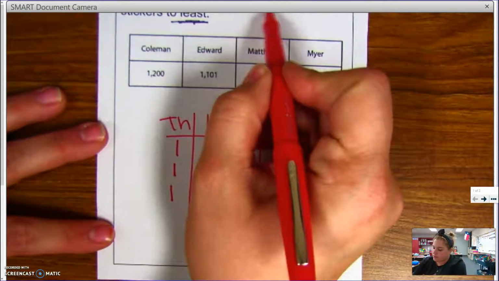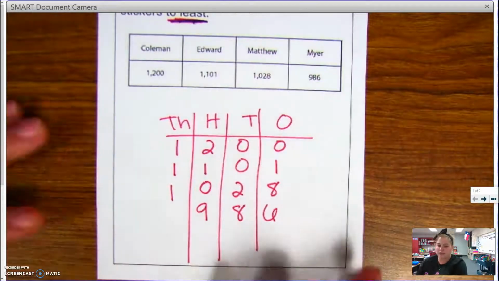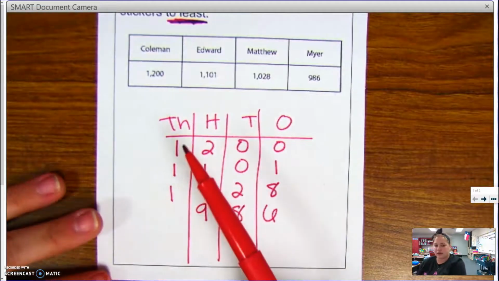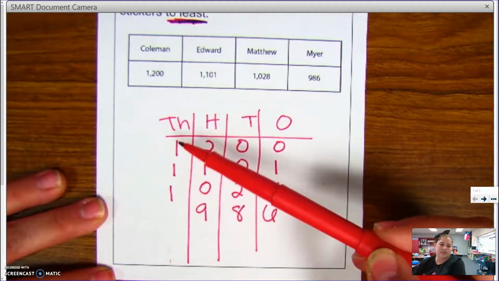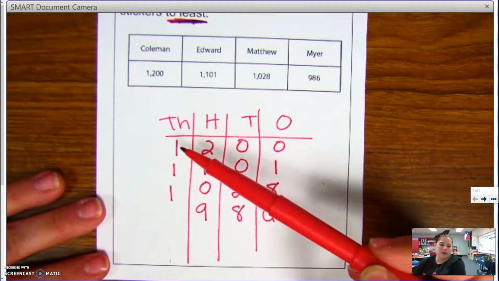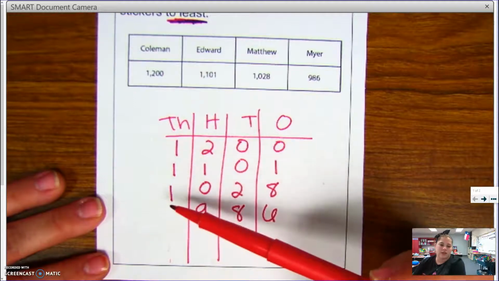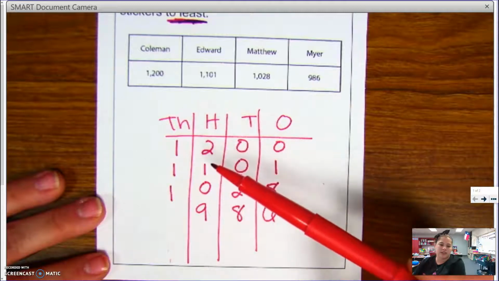We need to go from greatest to least. So that means we need to go from biggest to smallest number. When we compare, we always start in our greatest place value, which is here in the thousands place. I see 1, 1, and 1. All the ones are equal, so that tells me I need to move to the hundreds place.